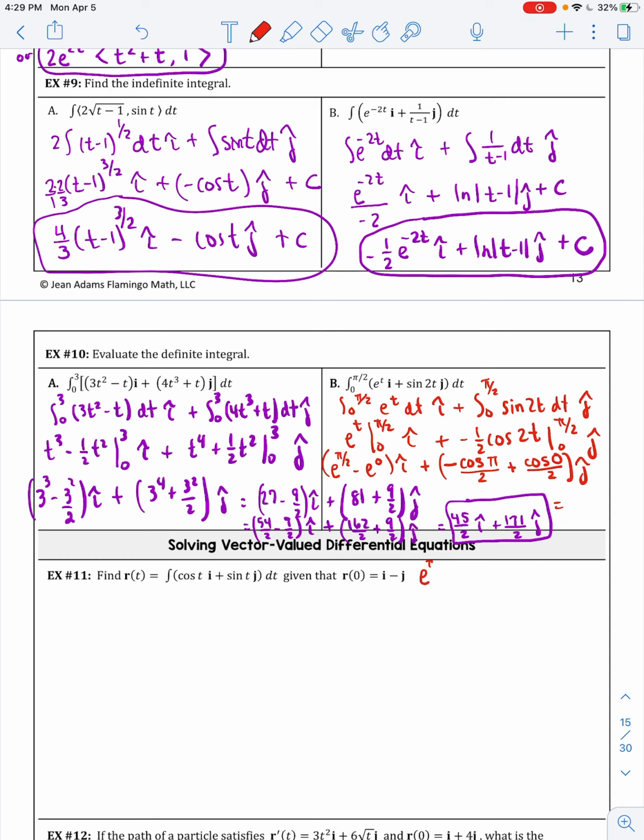And I'm just going to write it down here. e to the pi over 2 minus 1 times i plus, and then this would be minus a minus 1 over 2, so plus 1/2 plus 1/2, j. That gives me e to the pi over 2 minus 1 times i plus 1 j as your final answer.